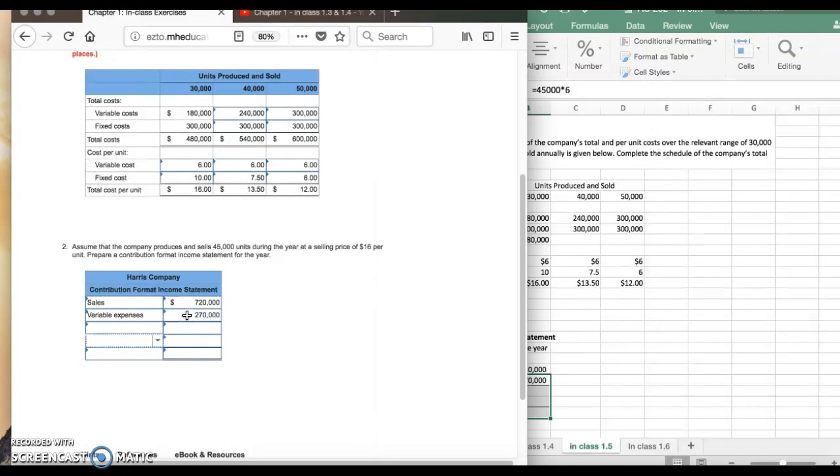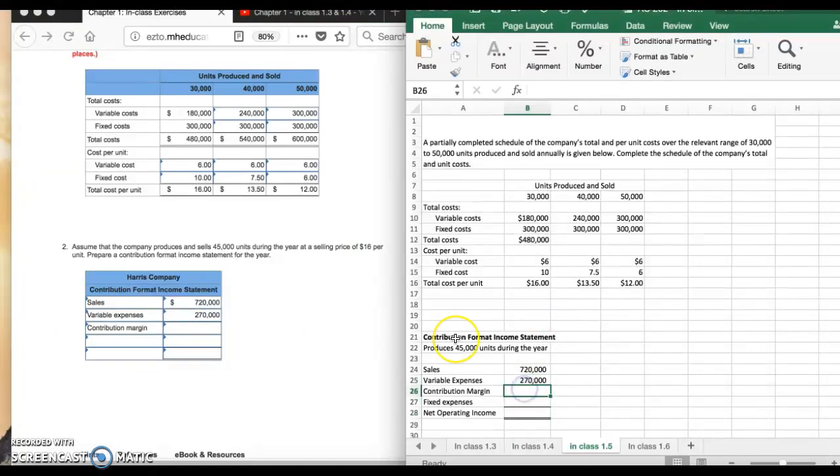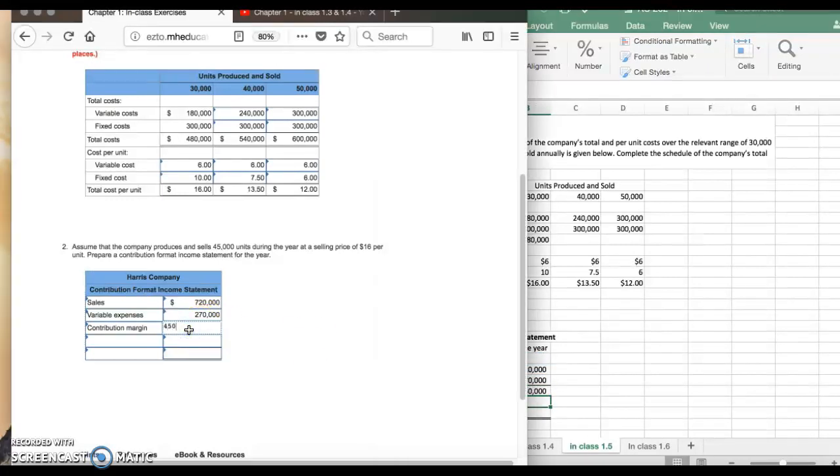And then what's next? If this is a contribution format income statement, we're going to have the contribution margin, and it's just our sales less our variable expenses, so $450,000. Right? So then what's the next thing we're going to do? We're going to put our fixed costs, fixed expense. And does it change? No, it's still going to be our same $300,000.